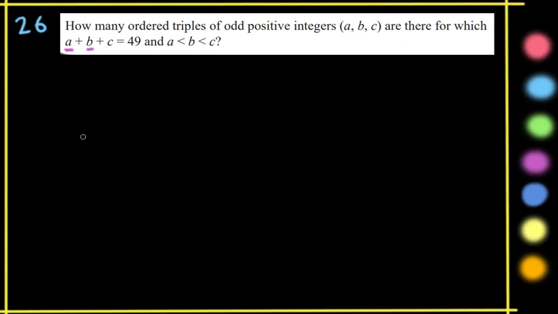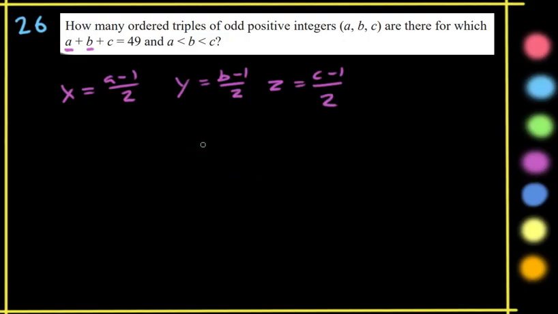One thing that might simplify things a little bit is if we subtract 1 from each of the numbers and divide by 2. So we could call x a minus 1 over 2. The reason I'm doing that is now I don't have to worry about odd integers. If I subtract 1, I'll get an even integer, and then I divide by 2, I'll just get an integer. So if I do this, I'll have y is b minus 1 over 2, and z is c minus 1 over 2. You don't have to do these substitutions. It just makes it a little bit easier.